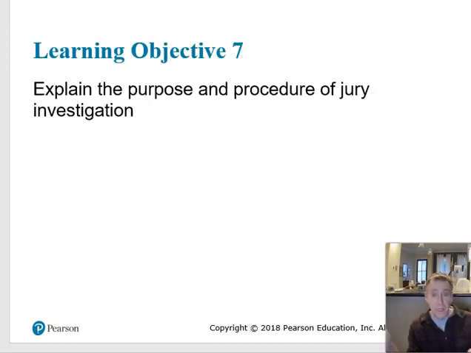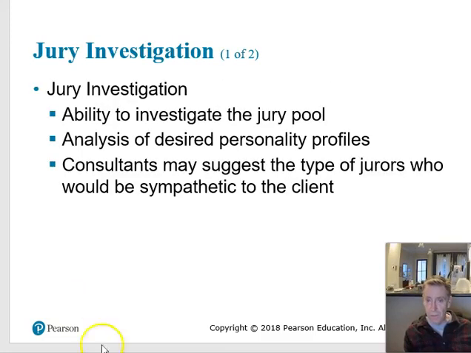Next, explain the purpose and procedure of jury investigation. Okay, so I don't know if any of you have been pulled into a jury pool, but once they do, they can ask you questions. And so you might want certain personality types. A common question in a criminal case is, have you had a bad experience with the police? If you have, the defendants are more likely to want you on that jury.